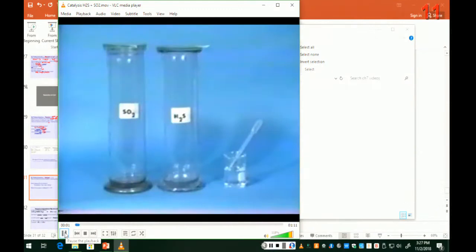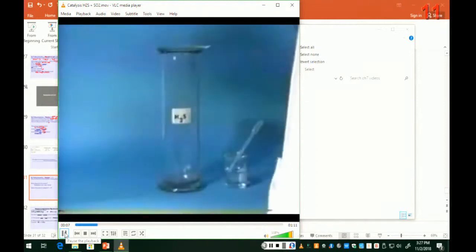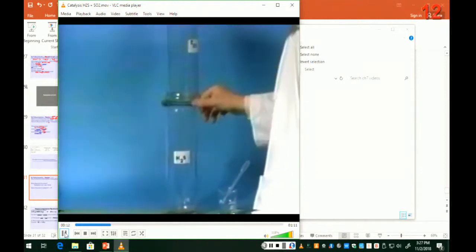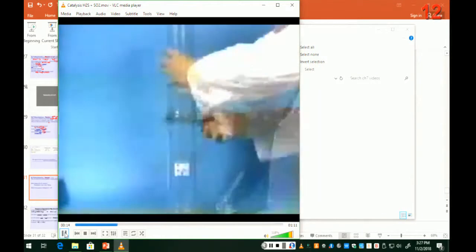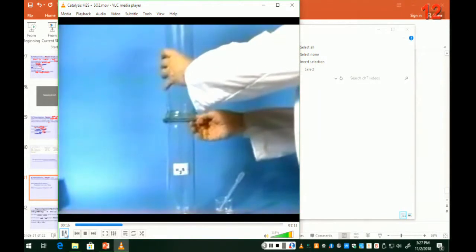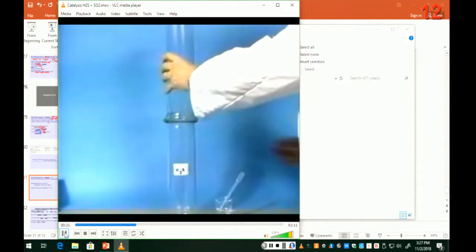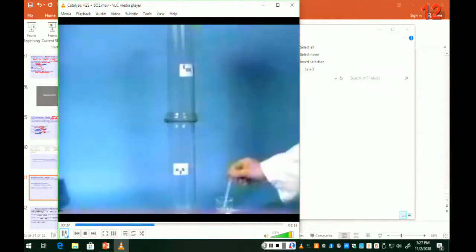In this experiment, we are going to demonstrate an important industrial reaction, which is catalyzed by water. First, we invert a jar of colorless SO2 gas over a jar of colorless hydrogen sulfide gas. Then we remove the plate, separating them so that the two gases can mix. We note that on removing the plate, the H2S and sulfur dioxide do not react. No change is observed. Now, after a few minutes, we are going to add a few drops of water to the gas mixture.